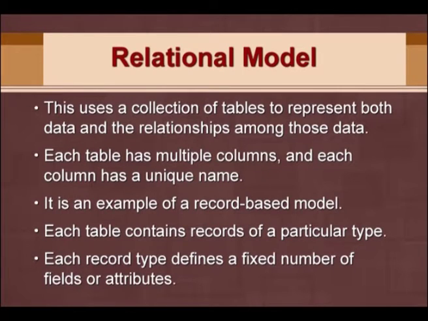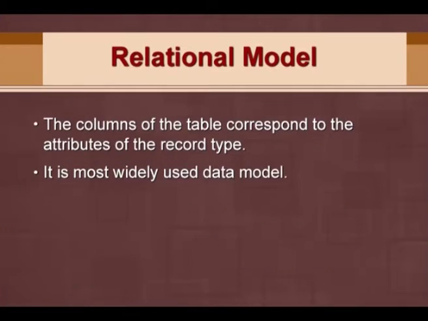Each record type defines a fixed number of fields or attributes. Suppose the table contains 5 fields or 5 columns, then for each and every field the data pertaining to one student is called a record. The columns of the table correspond to attributes of the record type. It is the most used data model all over the world, and there are enhancements for this relational model also.